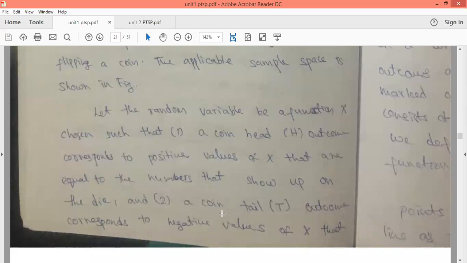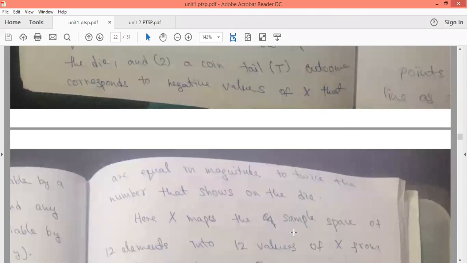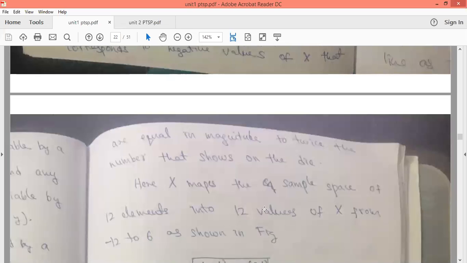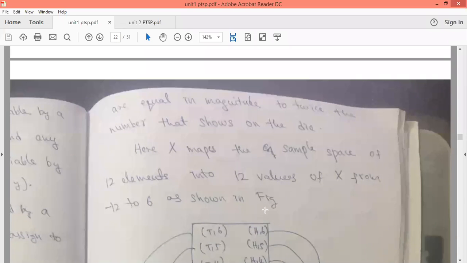Similarly, because we are throwing a coin and a die both, when we get a tail, it corresponds to a negative value. Okay, and what is the value here? The value will be equal to twice the number shown on the die. Whatever number we get on the die, twice of that will be the value.